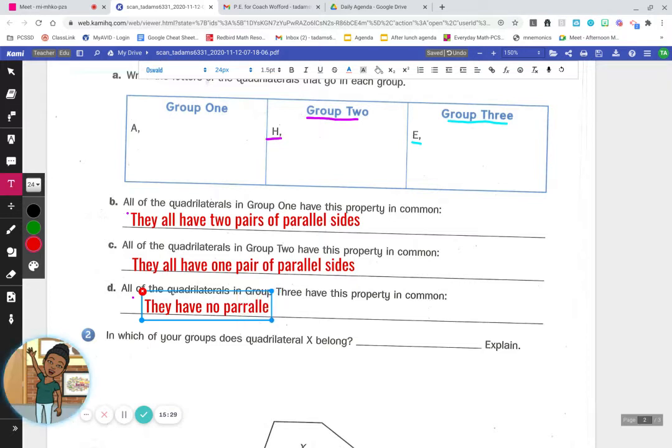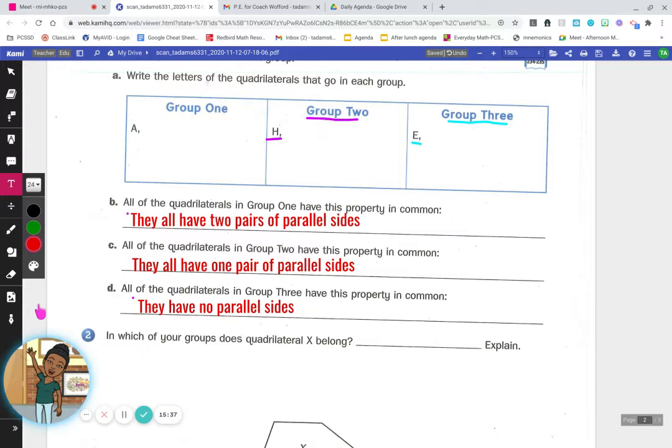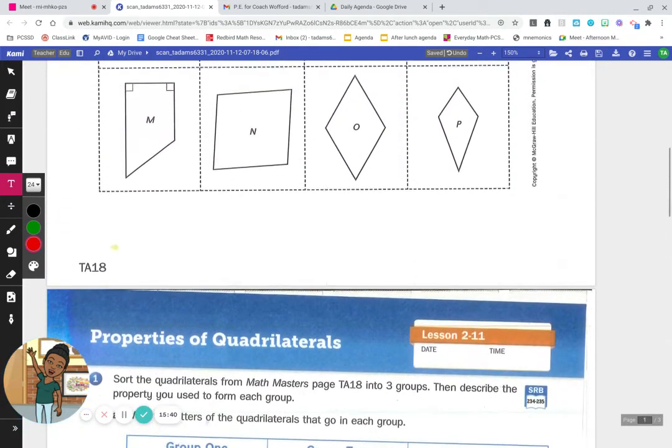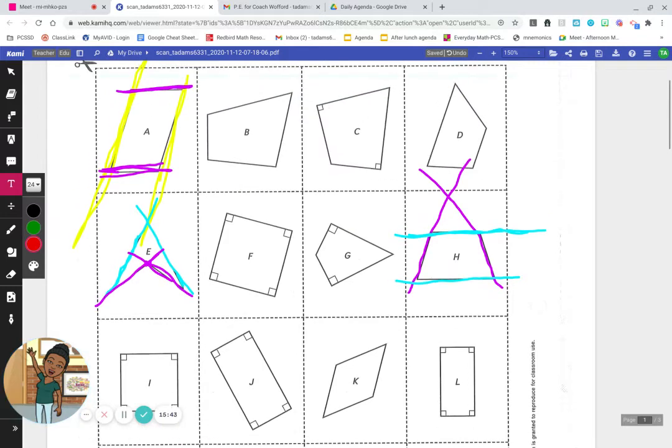So quadrilateral E, we are looking for quadrilaterals. They have no, too many R's in there. Parallel sides. They have no parallel sides. Okay, now that we know the basics, let's go ahead and put each of the quadrilaterals in a category. Let's start with B. We have an example of the first group where two sides are parallel. We have an example of the second group where it has one set of parallel sides. And we have an example of group 3 where there are no parallel sides.